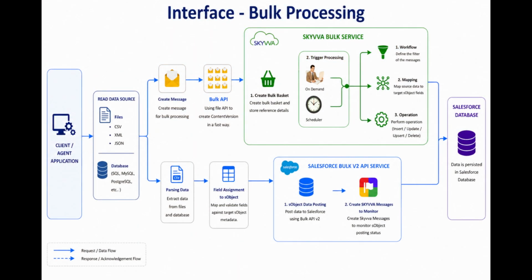This diagram illustrates two approaches for processing bulk data into Salesforce: the SKYVVA Bulk Service and the Salesforce Bulk v2 API service. In the SKYVVA Bulk Service flow, data is first read from various sources, CSV, XML, JSON, or databases, then uploaded using the Content Version API and stored as references in a bulk basket. Processing is triggered either on demand or via a scheduler.